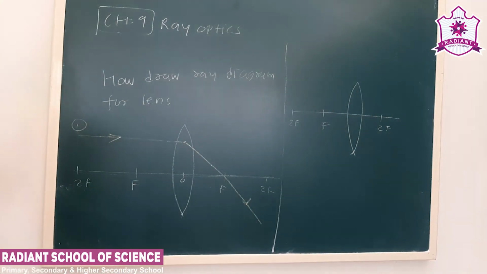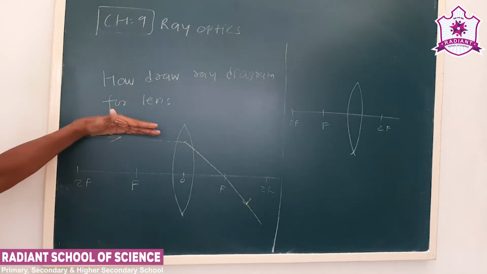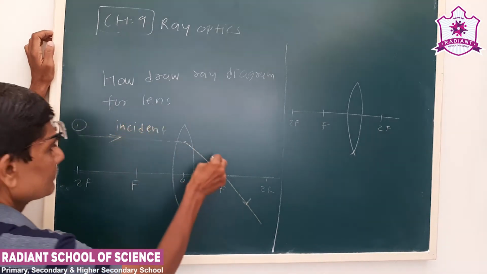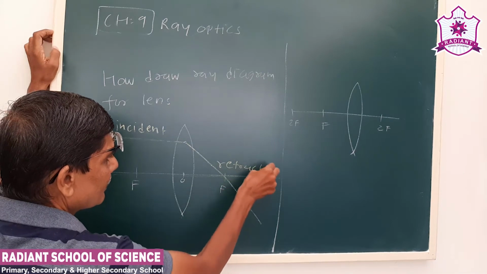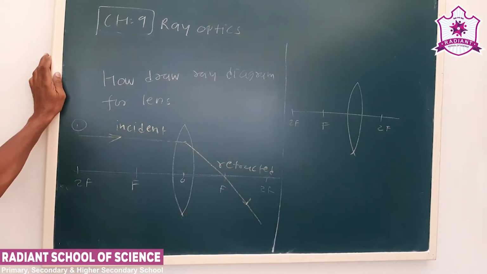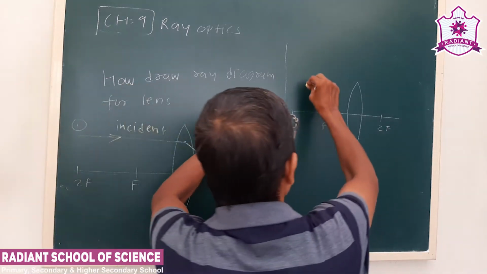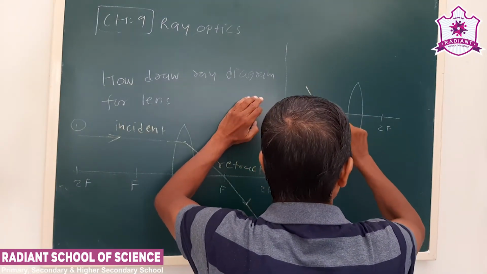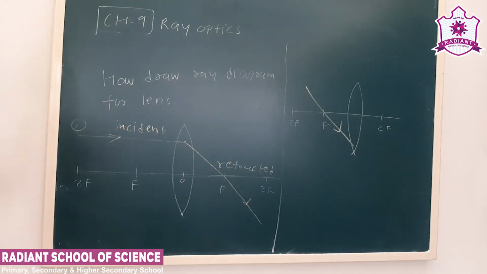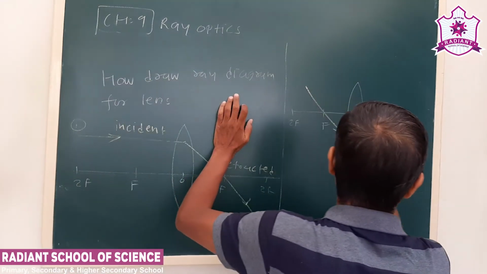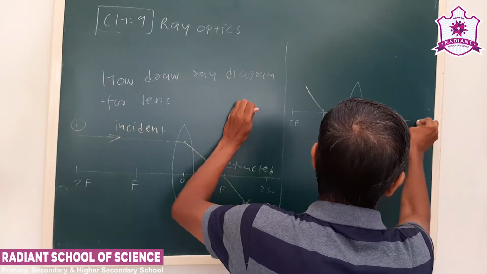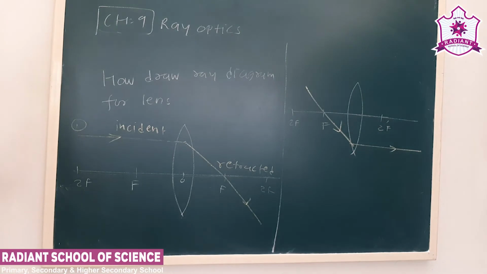Okay, what we have seen: if the incident ray is parallel to the principal axis, after refraction it will pass through F on the other side of the lens. Now secondly, if the incident ray passes through F, after refraction it will become parallel to the principal axis. You can see these are just opposite.